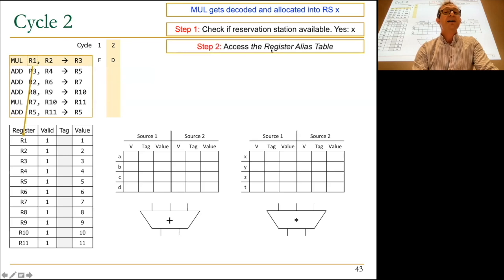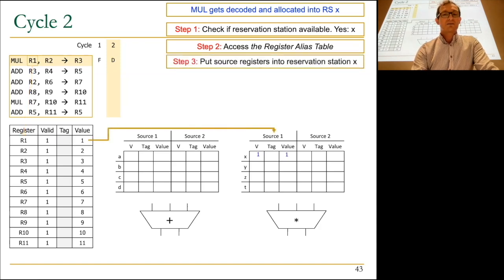The second step is we access the register alias table to get the sources. We access it with the first source, R1. R1 is valid. That's good. So we can trust the value. Tag doesn't matter because it's valid, right? Looks nice, right? We basically copy the valid bit saying that the source is ready and the value is 1. Tag is, we don't care again. It could be any garbage value. It doesn't matter. We're not going to check it, basically.